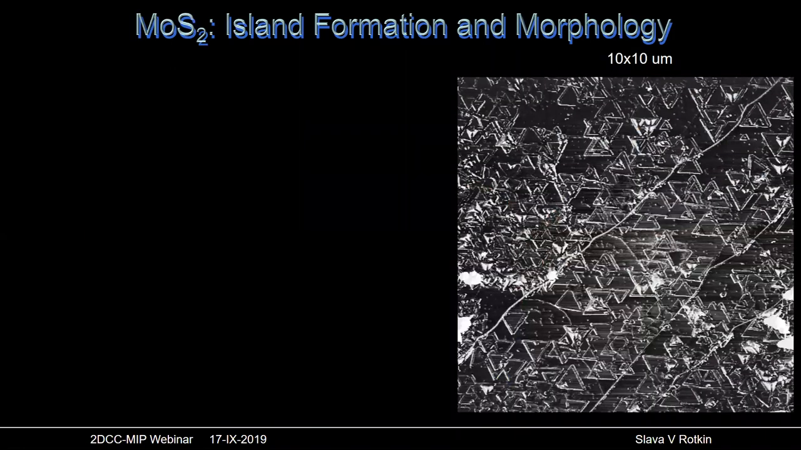A similar study has been done on molybdenum sulfide. So this is the phase AFM image of a 10 by 10 micron area of the silicon carbide with the epitaxial graphene and then molybdenum sulfide grown on top of that.